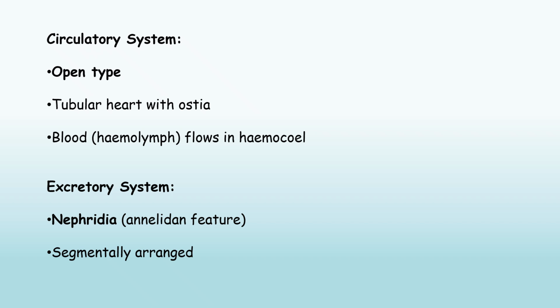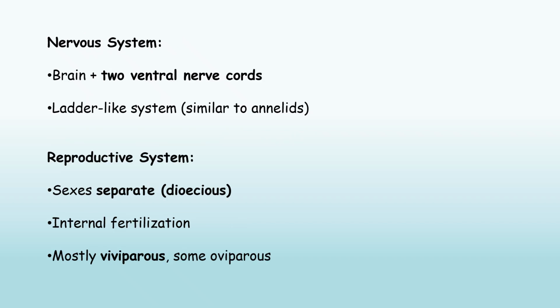Coming to the excretory system, the type of excretory organs present in Peripatus is nephridia. These are the same excretory organs present in phylum Annelida, segmentally arranged one after another. In each segment, a pair of nephridia are present. Coming to the nervous system, the brain is present, as well as a double ventral nerve cord, and the nervous system looks ladder-like, which exactly resembles phylum Annelida.